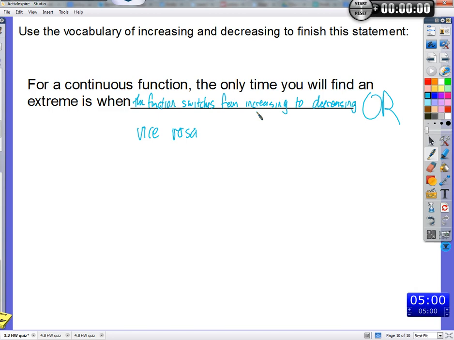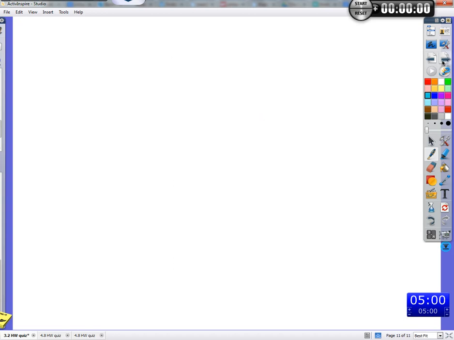All right. So this right here is the basis of what's called the first derivative test. The first derivative test. Okay.